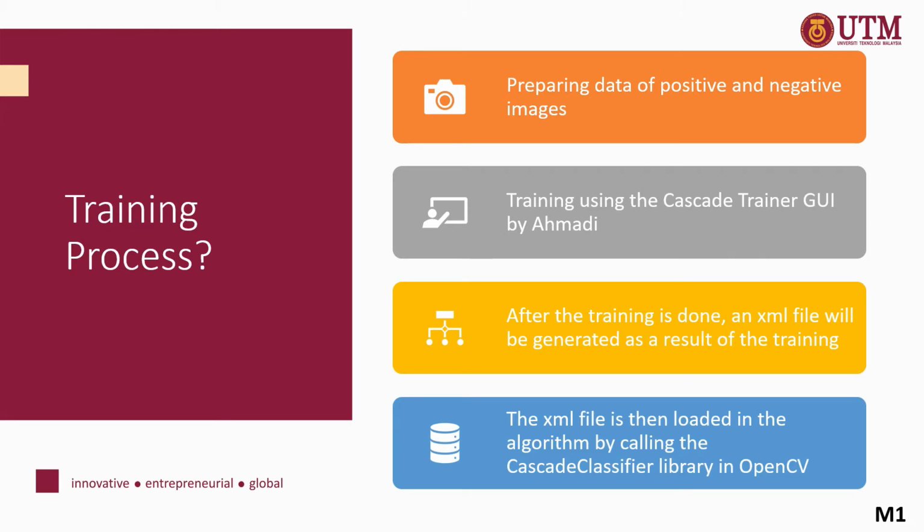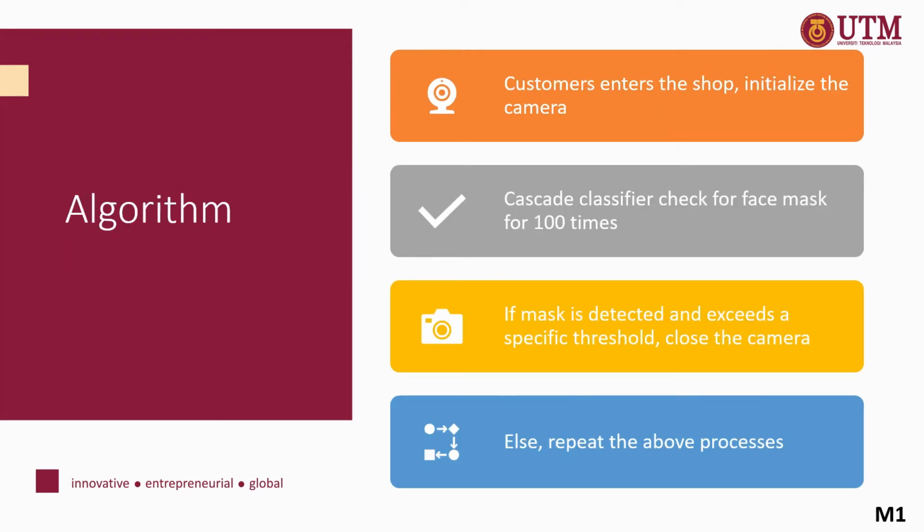The training process of the machine learning model is by preparing positive and negative images of the data, and then we train the model using the Cascade Trainer GUI by Amadi. After the training is done, a model will be generated as an XML file, and the XML file will be loaded in our program. Next, I'm going to talk about the algorithm of the face mask detection process.